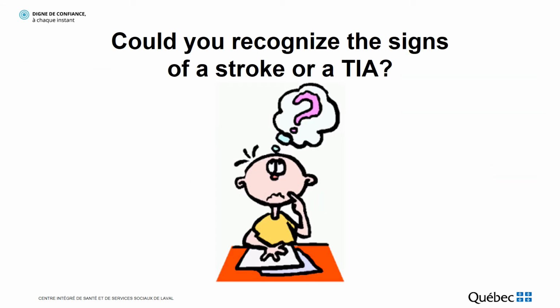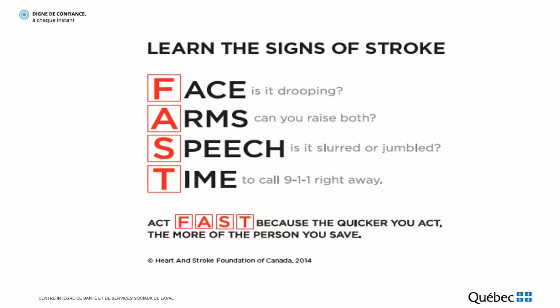Could you recognize the signs of a stroke or a TIA? It is important to learn the signs of a stroke. Is your face drooping? Are you able to raise both arms and keep them raised? Is your speech slurred or jumbled? Then it is time to call 911 right away. You must act fast, because the quicker you act, the more of the person you save.